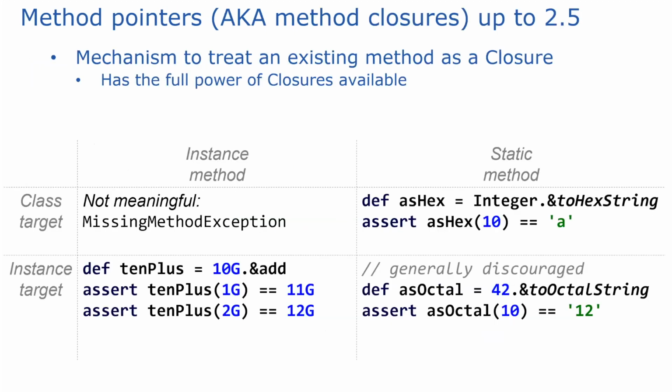Method closures. So the ampersand operator has been available for a long time, and there's a table there with 2 rows of 2 columns. If I look at the static method with class target, I've got an asHex method there, which is what I'm doing: I'm going to the Integer class and I'm looking at its toHexString method, and I'm saying return that to me as a method closure, a method pointer, if you like.